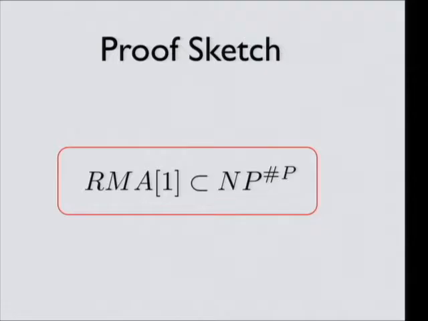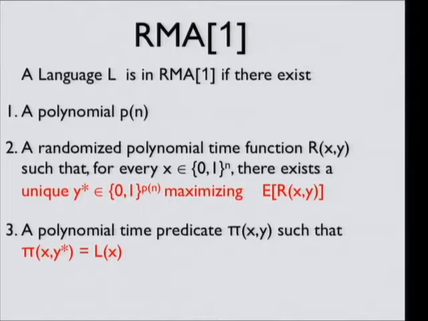Okay, so let me prove to you. I already gave an informal proof that P to the Sharp P is in RMA1, at least with one query. Let me prove to you that NP to the Sharp P, and here this is polynomially many queries to Sharp P. The moral still stands anyways about contracts and computational limitations.